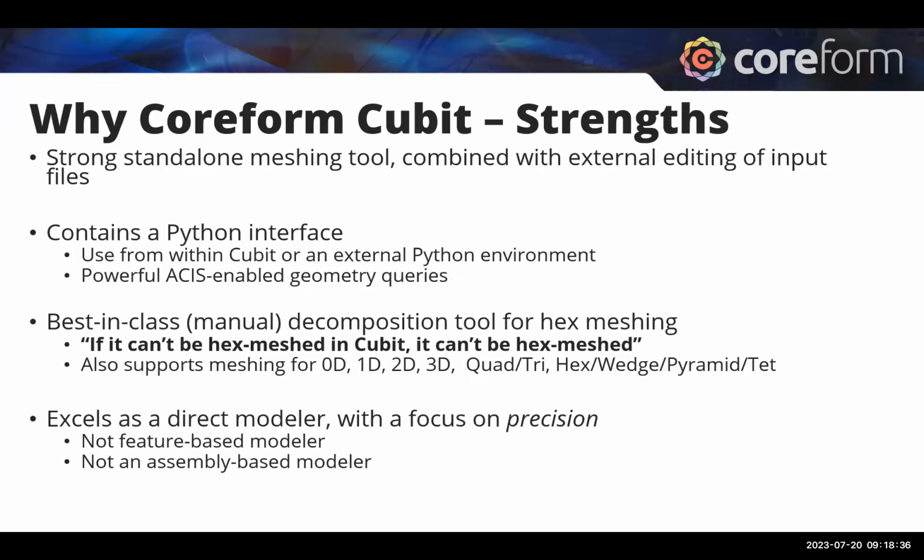Typically, what I see in workflows is that you'll open up Cubit to mesh a single part at a time, and you'll mesh that one part, and then you'll open up the next part and mesh that next part. You can bring an entire assembly into Cubit, but then there's maybe some manual effort to make sure that you separate out your regions into their separate parts. It's just not a native feature of Cubit.